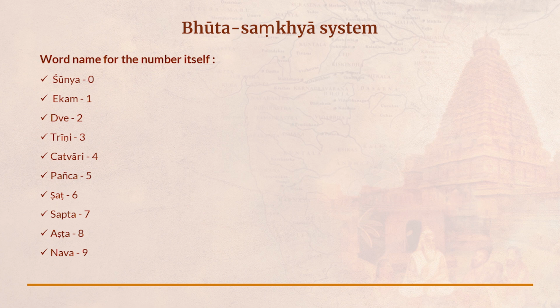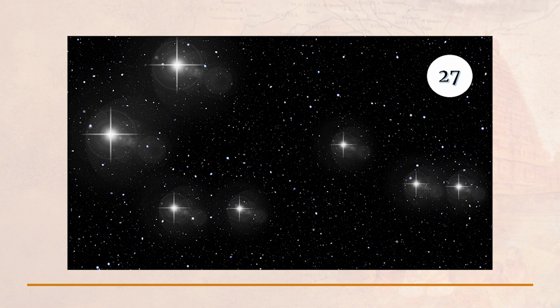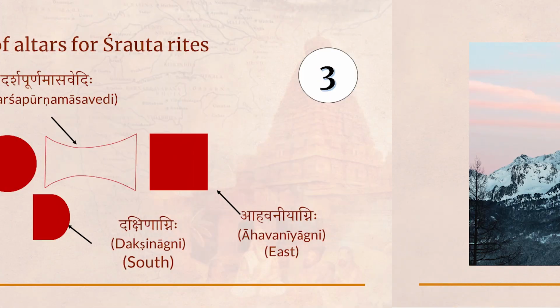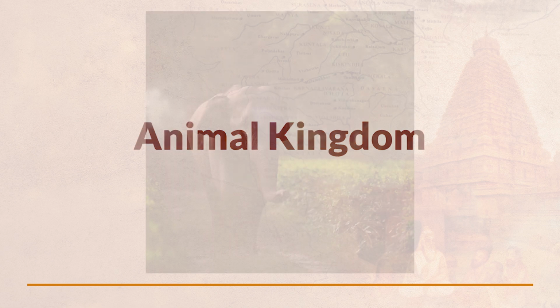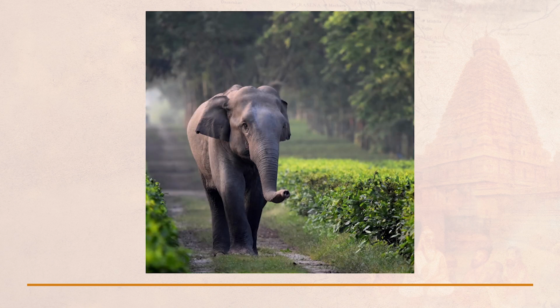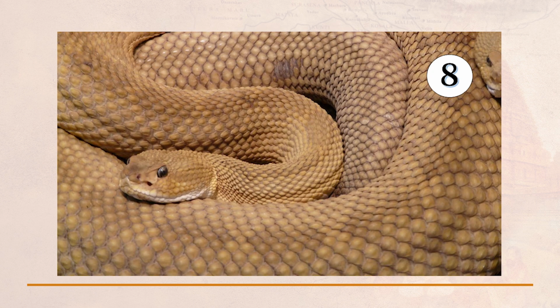Some physical entities can be used: earth, moon, stars, mountain, fire, sky. Can be examples from the animal kingdom. Elephant, in Indian tradition it is believed that 8 elephants actually support this earth. So the number 8 is always represented by elephant. Elephant, horse, snake. Snake also, there are 8 of them. So number 8 can be represented by snake also.